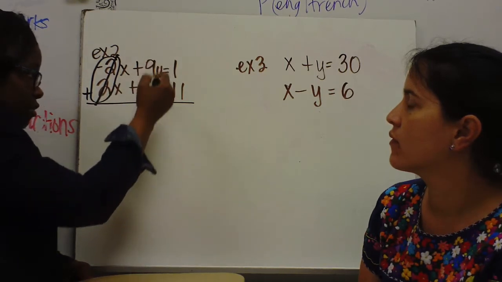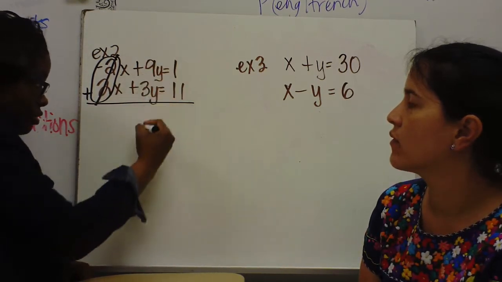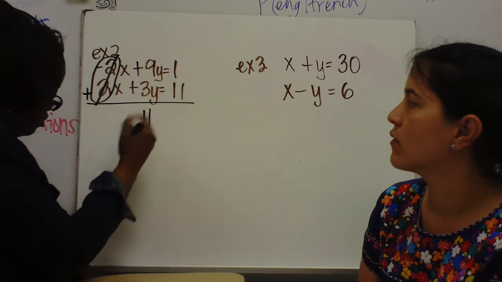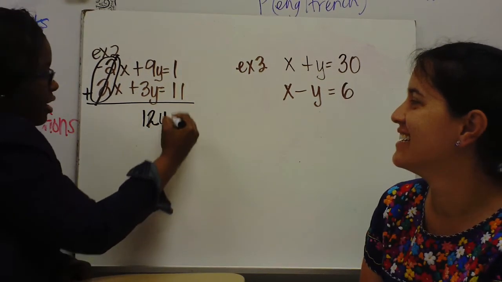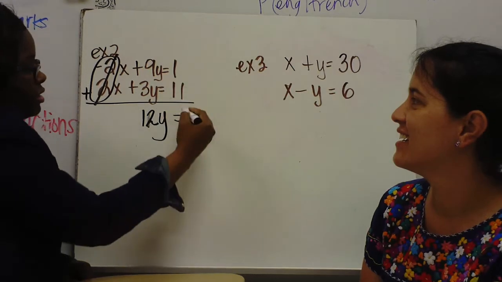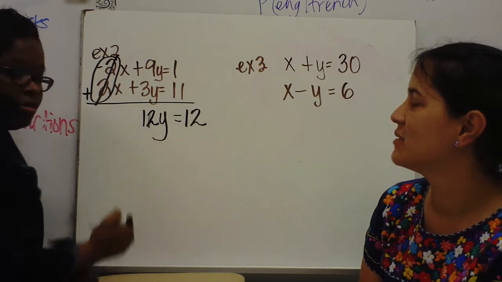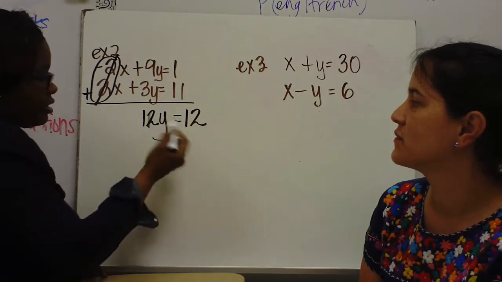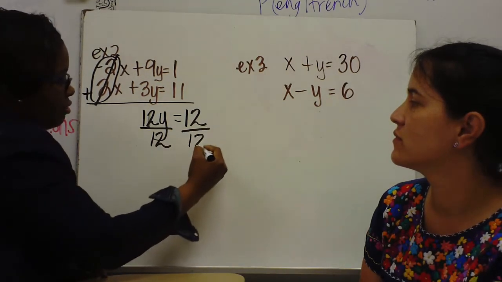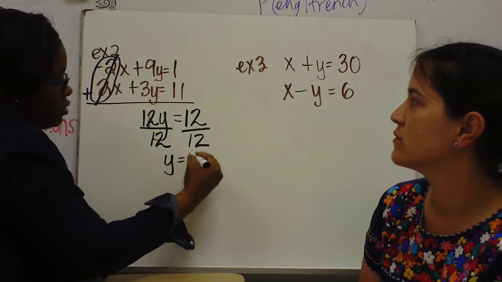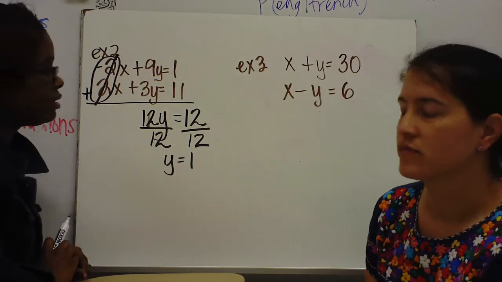Then I'm going to add the y column, 9y plus 3y. Oops. This part needs to learn how to add. It's 12y, and 1 plus 11 is 12. So then you're going to solve for y. Everyone should know they should divide. And so y equals 1 for this system.